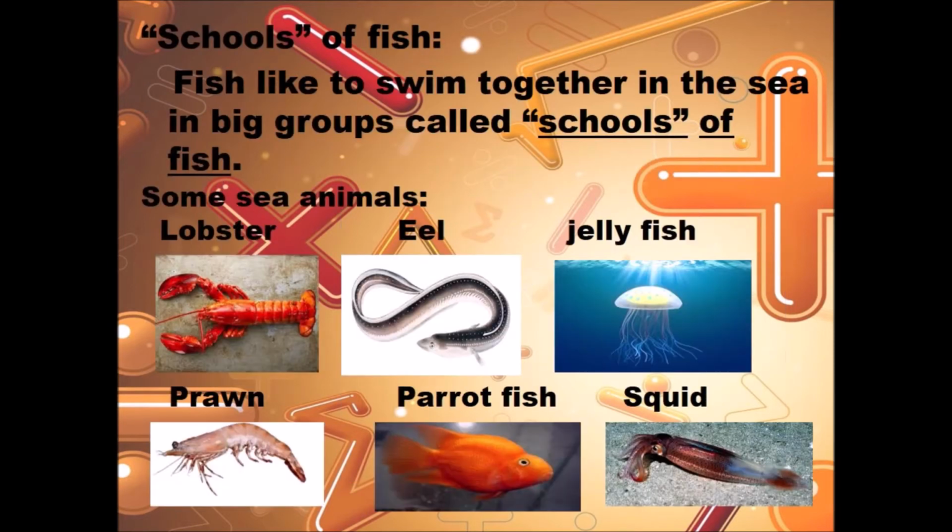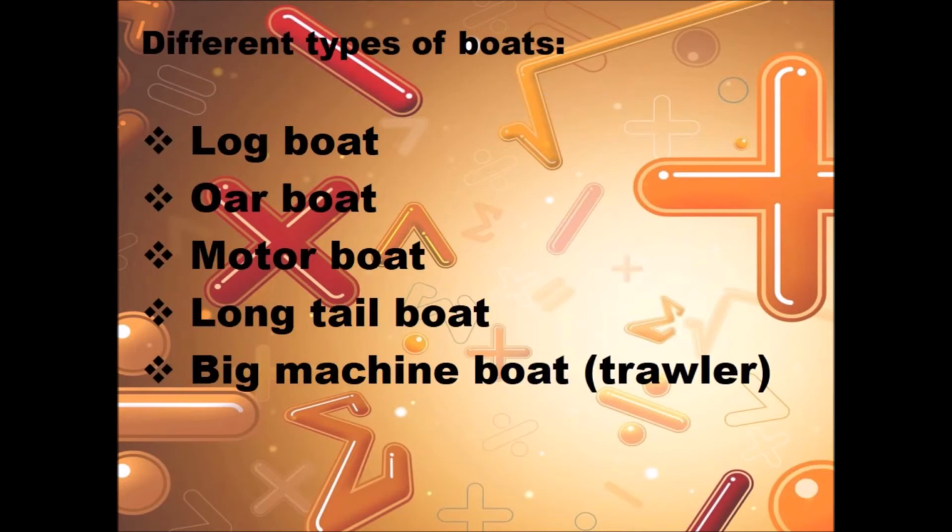First, we are going to revise your first chapter. See here, children. What are you seeing? You are seeing some sea animals. What are they? Lobster, eel, jellyfish, prawn, parrotfish, squid. What is meant by schools of fish? You already know what is meant by schools of fish. That is, fish like to swim together in the sea in big groups called schools.